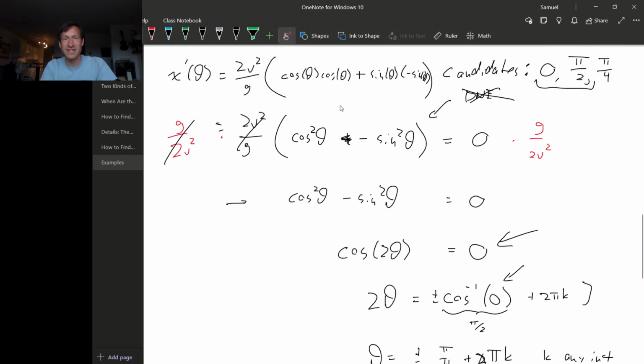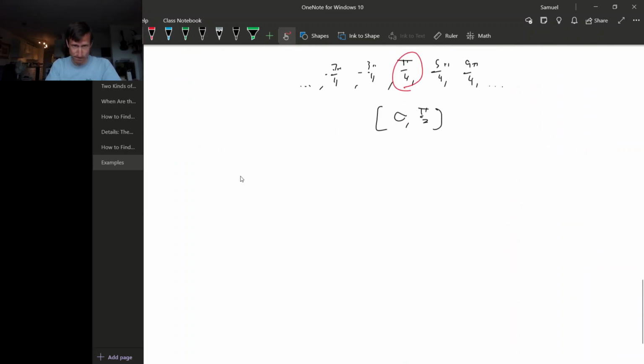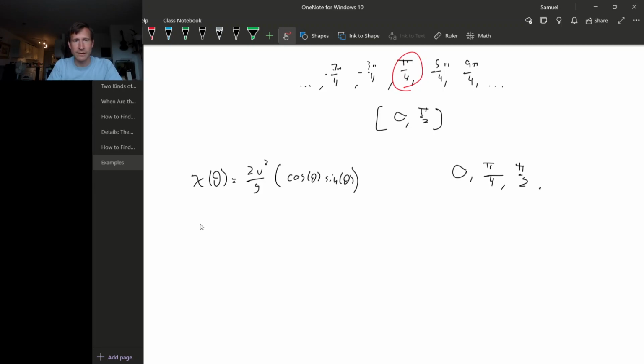Now we need to plug all of these into our range function to see which one gives us the biggest. So remember, our range function was 2v squared over g times cosine theta sine theta. And the theta values that we needed to worry about were 0, pi over 4, and pi over 2. Okay, so let's just plug these in. How about 0? For 0, we get 2v squared over g. Cosine of 0 is 1, and then sine of 0 is 0. So this whole thing is 0.